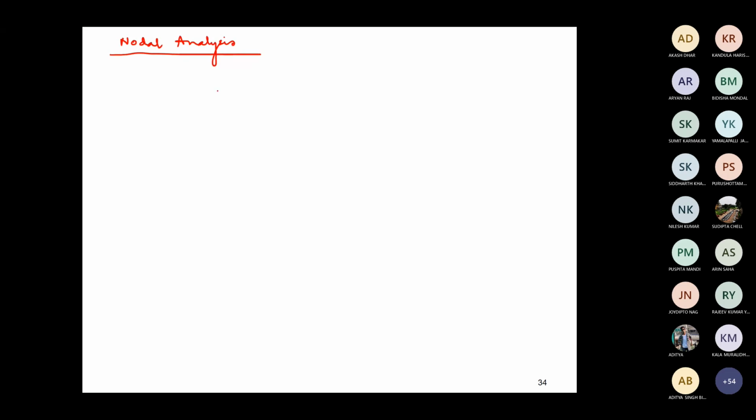So to solve a problem using nodal analysis, first you have to identify the nodes which are essential, without which you cannot. So let us draw a circuit first.